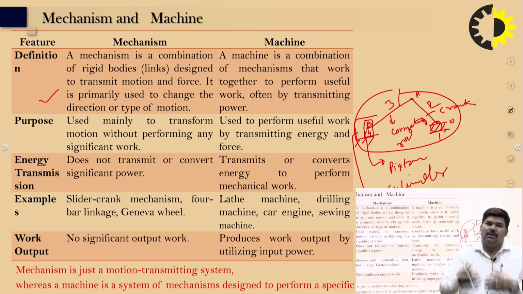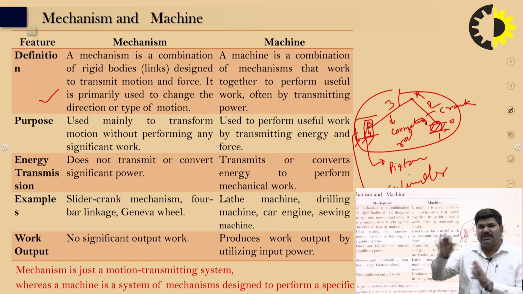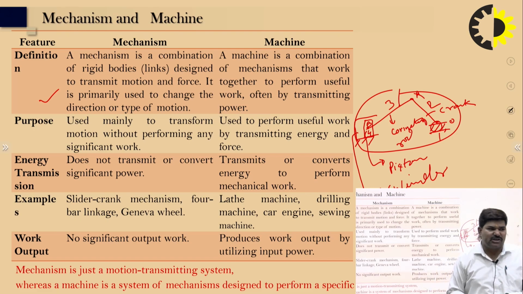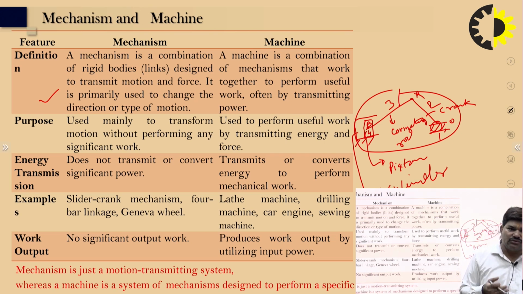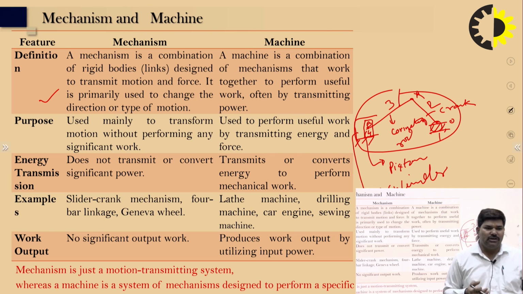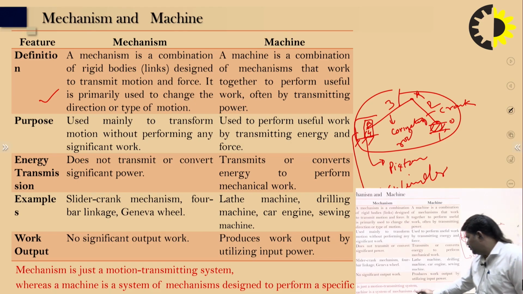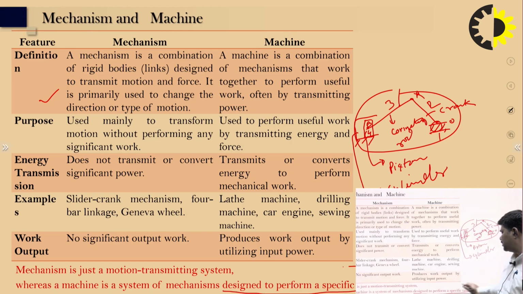These are mechanisms, and the combination of all of these working to output energy transmission is called a machine. There is no significant work output in the case of a mechanism, but a machine produces work output by utilizing input power. A mechanism is just a motion transmitting system, whereas a machine is a system of mechanisms designed to perform a specific task.